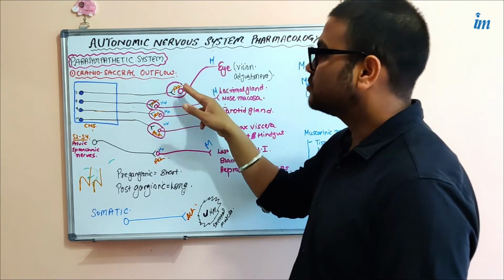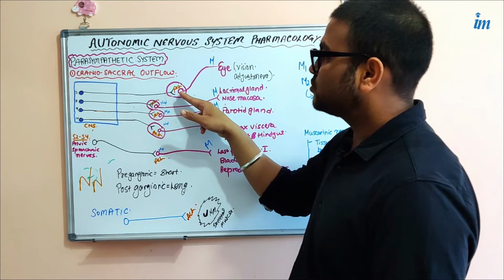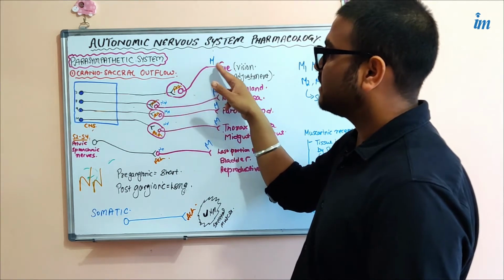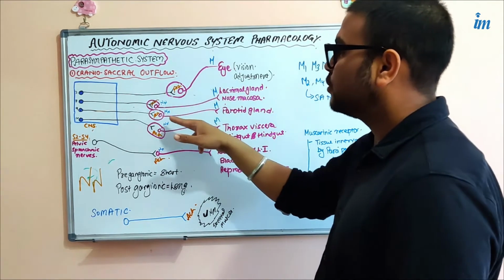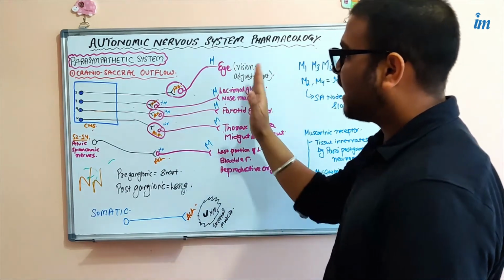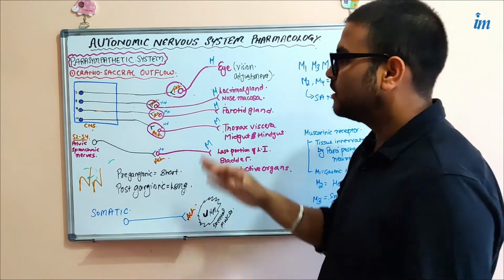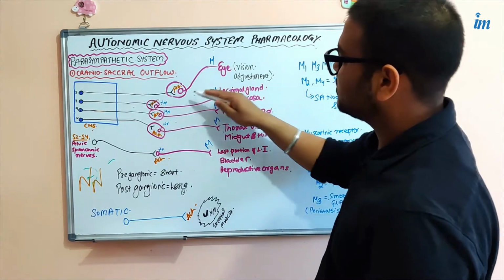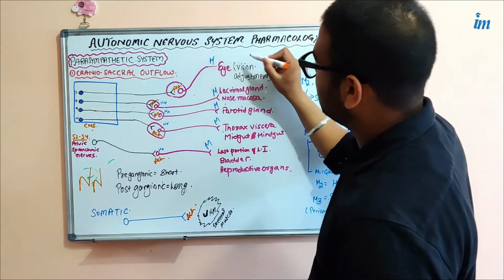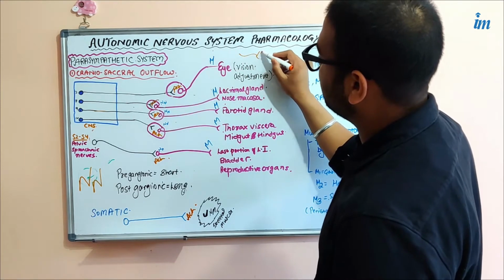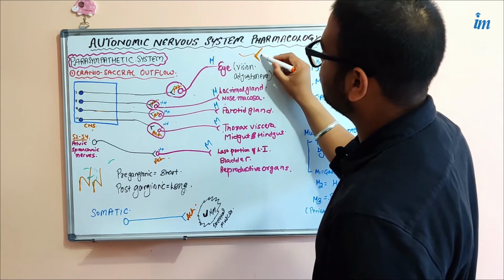From here, when the acetylcholine is released onto these postganglionic neurons, the postganglionic neurons will now send impulses to the effector organs, and the effector organs will produce an effect. So this is the postganglionic neuron, the nerve ending of the postganglionic neuron.